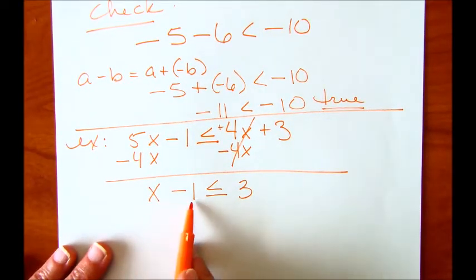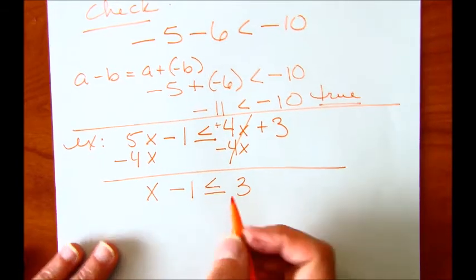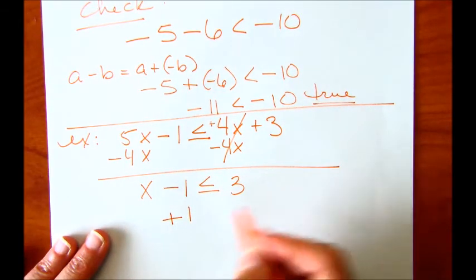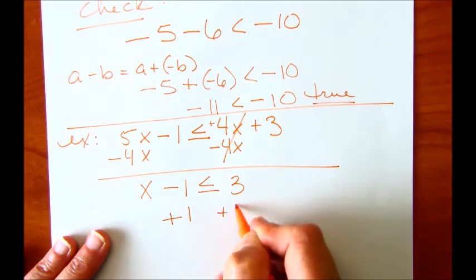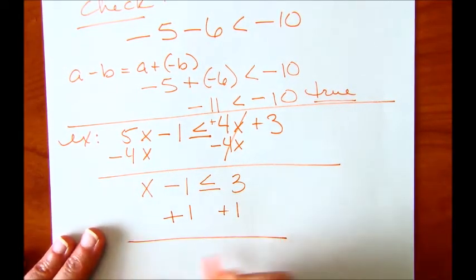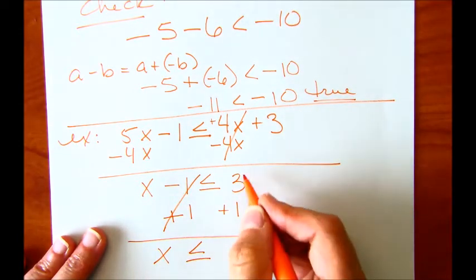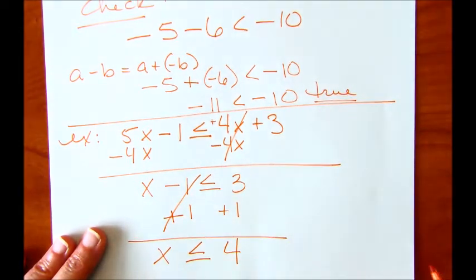Here we're subtracting 1, subtracting a positive, so let's add a 1, and now we're going to add a 1 here, and so we're left with x, this cancels, less than or equal to 4.